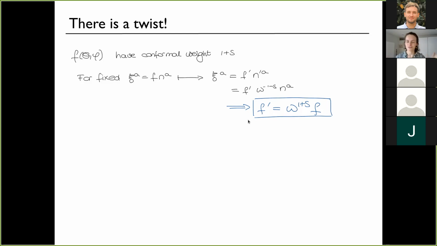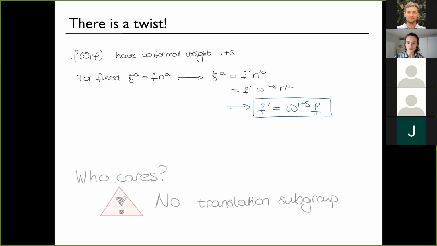And you say, okay, what? Who cares about the conformal weight? That's just mathematical blah, blah. But in fact, actually, this has a really drastic consequence. Because as a result, there is no translation subgroup.